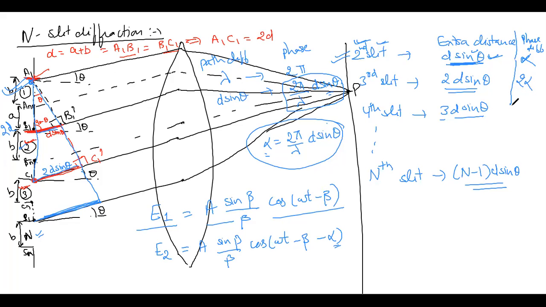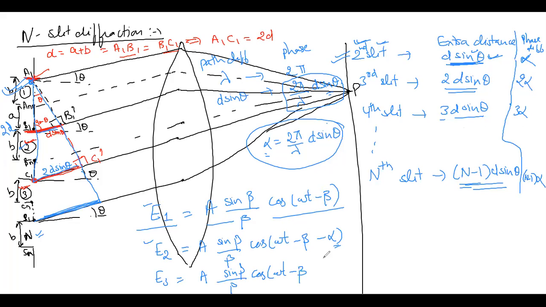If it is 3d sine theta, it would be 3 alpha. If it is 4d sine theta, 4 alpha, and so on until you reach the last slit, which is your nth slit. For the nth slit, this is going to be n minus 1 times alpha. So this basically means that we have written the disturbances due to the first slit. We have written disturbances due to the second slit.